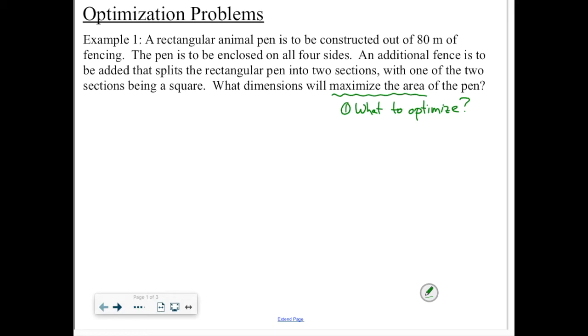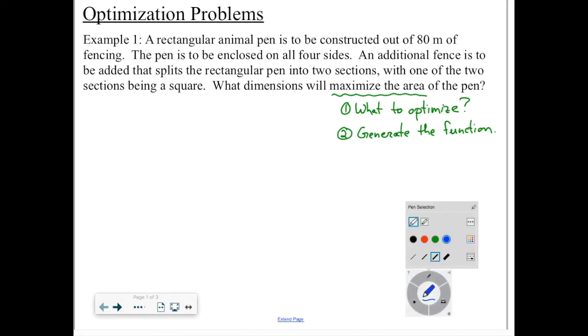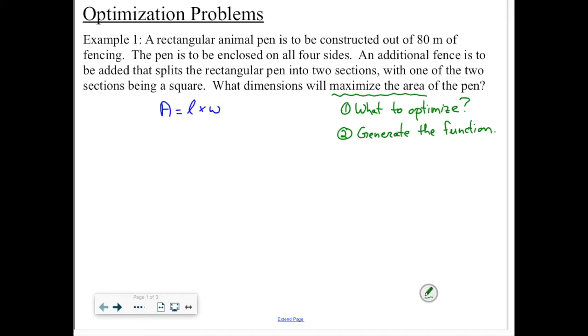So now that we know that it's area that we're interested in finding the maximum of, our next step is going to be to come up with a function that represents this area. So step number 2 is to generate the function. Well, it's an area of a rectangle, so that seems easy enough. Area, of course, of a rectangle is the length of the rectangle times the width of the rectangle. Unfortunately, right now, that's not really too helpful for us because that's just a generic formula. We need a more specific formula for this problem.